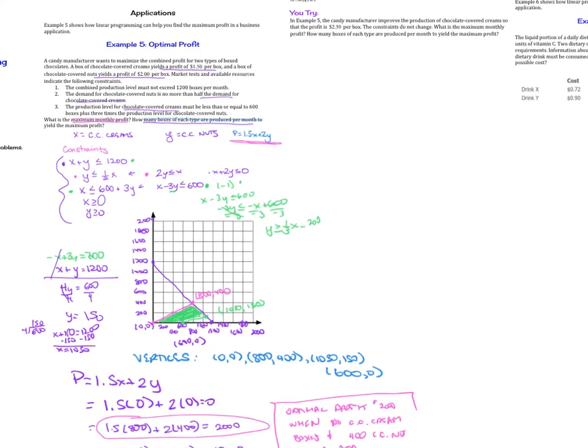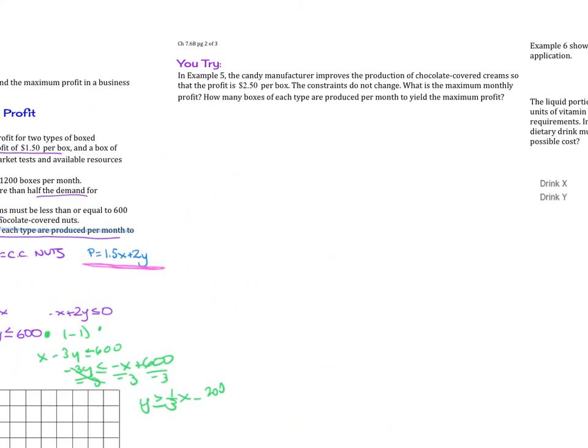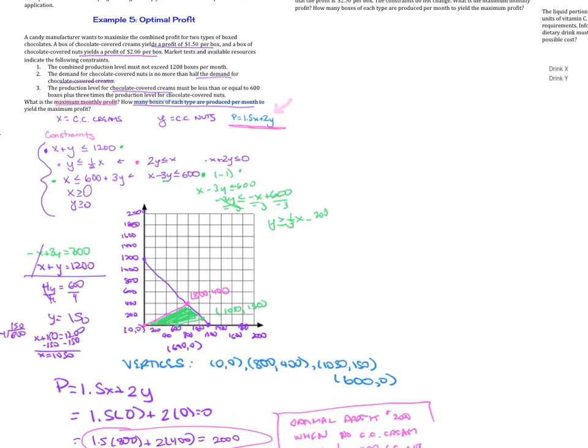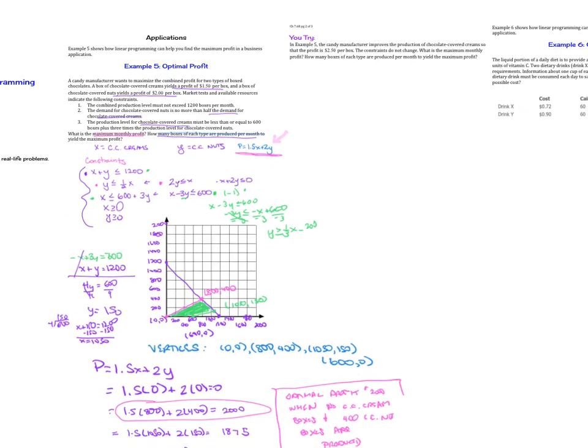In example 5, the candy manufacturer improves the production of chocolate-covered cream so that the profit is $2.50 per box. The constraints do not change, so we want to know what is the maximum monthly profit? How many boxes of each type are produced per month to yield the maximum profit? So the only thing that's changing, I hope you see, is our objective function. So change that objective function, knowing that the profit is now $2.50 per chocolate-covered cream box, and then find the maximum profit and how many boxes of each type.